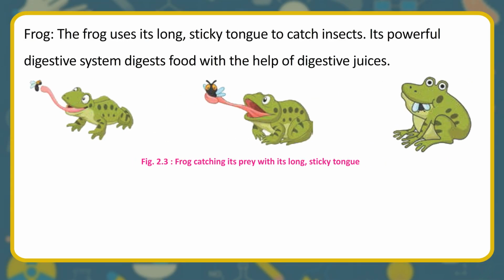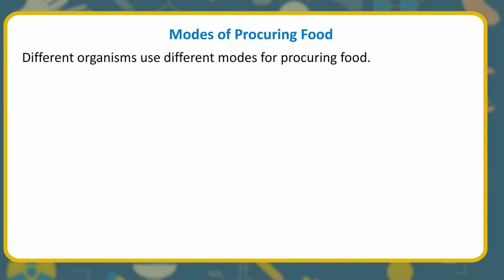Frog. The frog uses its long, sticky tongue to catch insects. Its powerful digestive system digests food with the help of digestive juices. Modes of procuring food. Different organisms use different modes for procuring food.